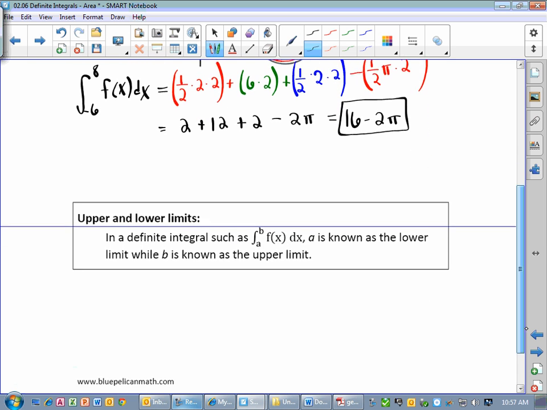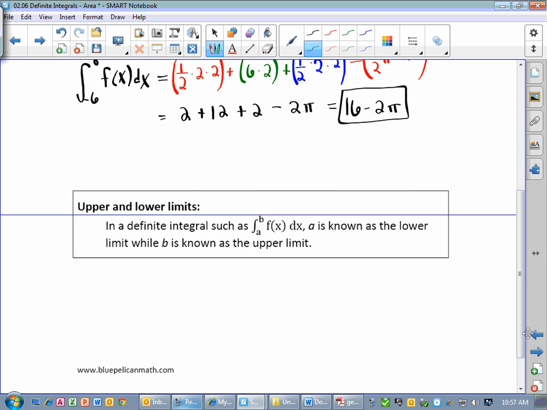Just a bit on the notation again. We call the a the lower limit, and we call the b the upper limit of integration. So if you're told the lower limit of integration is 2 and the upper limit of integration is 7, that's telling you lower and upper. Whichever one you see first is your a and the second one is your b.